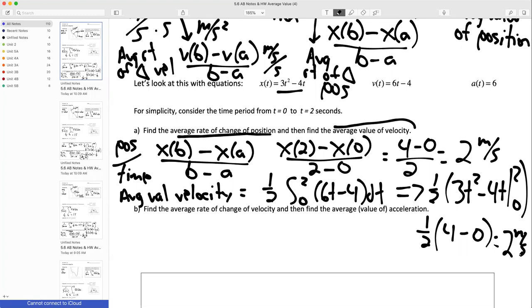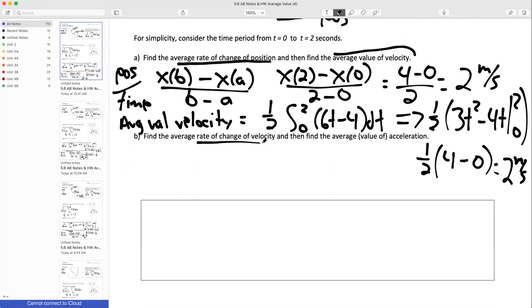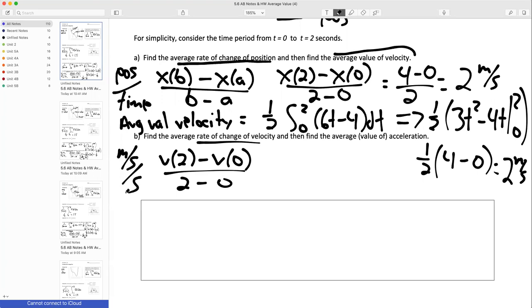Well, let me do one more example here. This says find the average rate of change of velocity and then find the average value of acceleration. So average rate of change of velocity, it's the slope of the velocity. And the slope of the velocity is the derivative of the velocity, which gives me an acceleration. So the average rate of change of velocity is going to be v of 2 minus v of 0 over 2 minus 0. And let's look at the units. I've got meters per second over seconds, or meters per second squared.